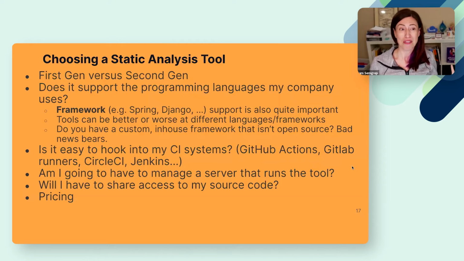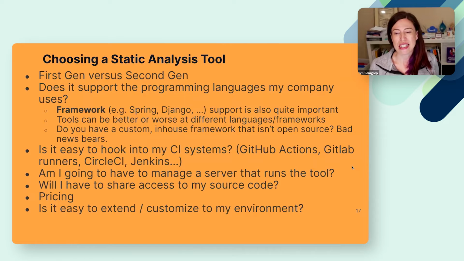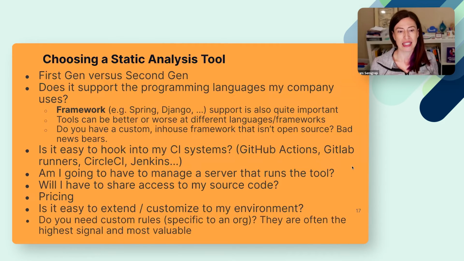Pricing: if you don't have enough money for it, then it's not going to work, right? Is it easy to extend and customize and use within my environment? And then lastly, do you need custom rules or not? If you work on an AppSec team, quite often the AppSec team is one person. I want to make Semgrep shirts that say, I am the AppSec team.